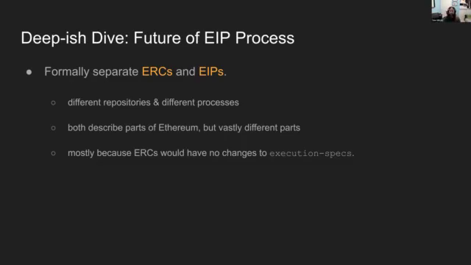Now, these types of changes should be in different repositories because they have different processes associated with them. They both describe different parts of Ethereum, but completely different parts. And the technical reason for this recommendation is because ERCs don't change any of the execution specs. They're implemented entirely within the execution specs, so it'd be difficult to combine them into a single repository.